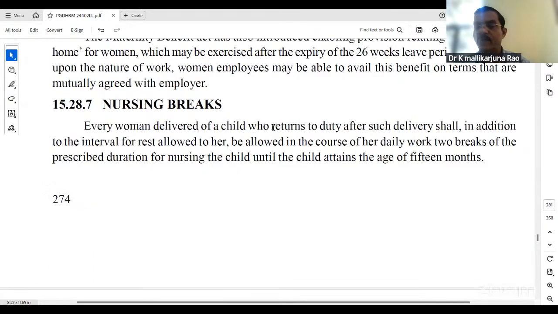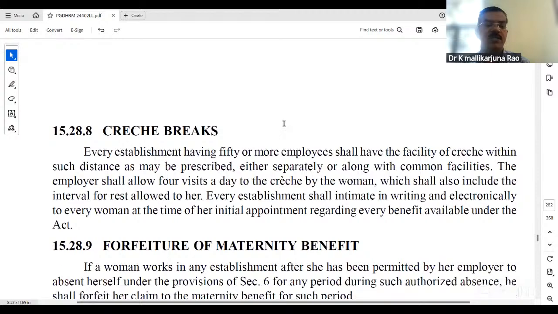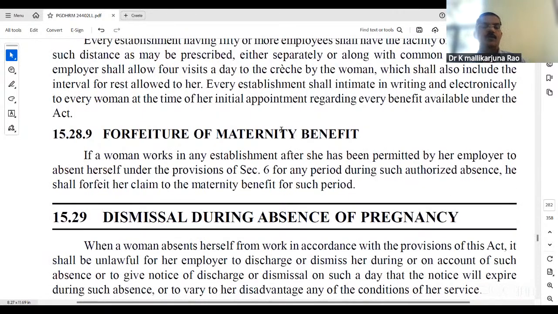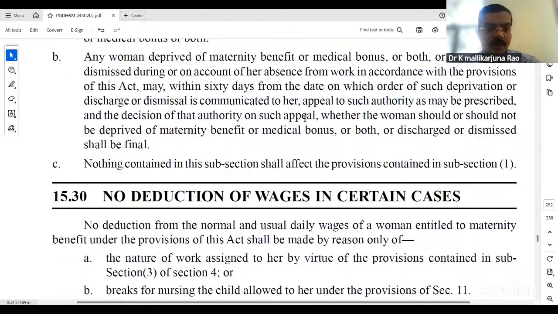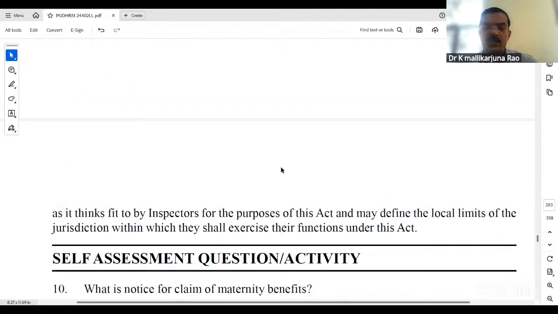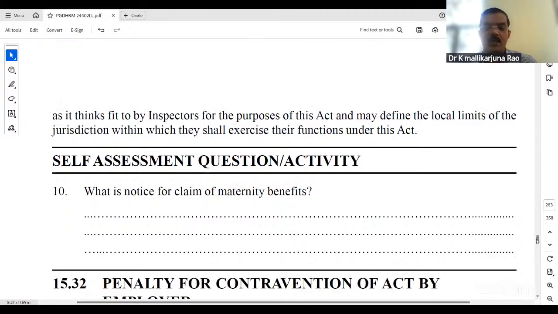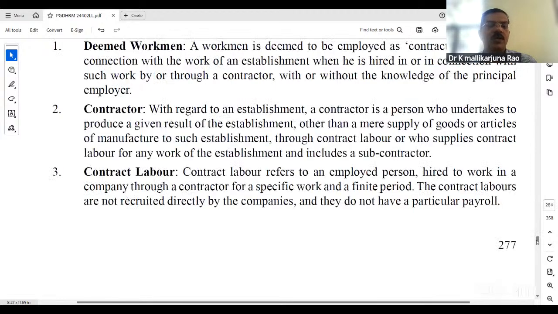So a nursing break is also provided. Then a crèche facility is also provided under this Act. Then there is forfeiture of maternity benefit, where the woman can be permitted to absent herself under the provision. So this importance is given to maternity benefit for the safeguarding of motherhood. Then authorities are appointed as per this Act, and all the establishments are to implement it. There are some amendments also.